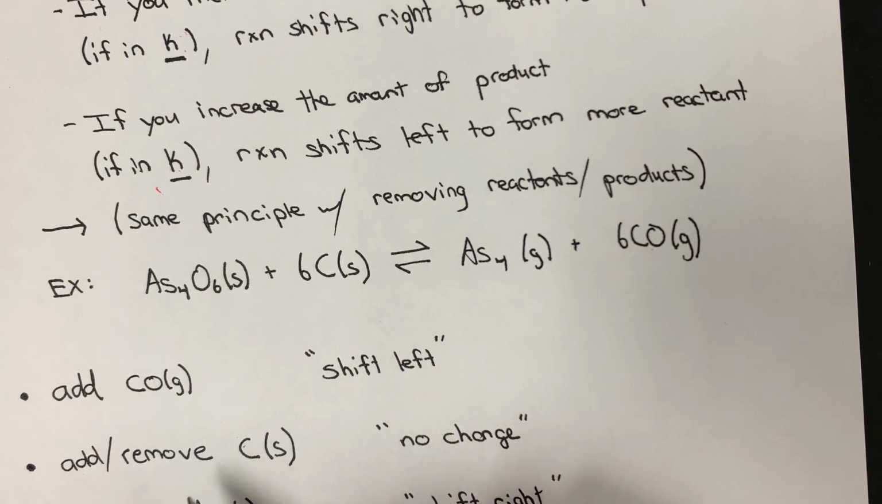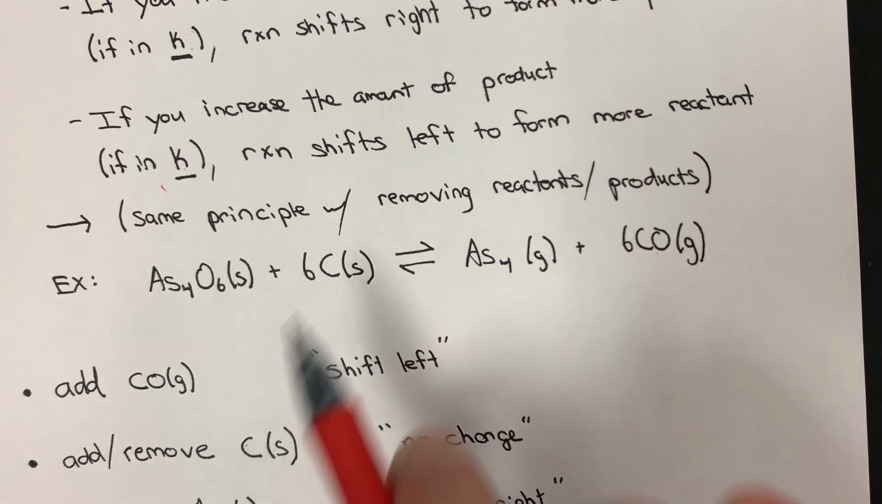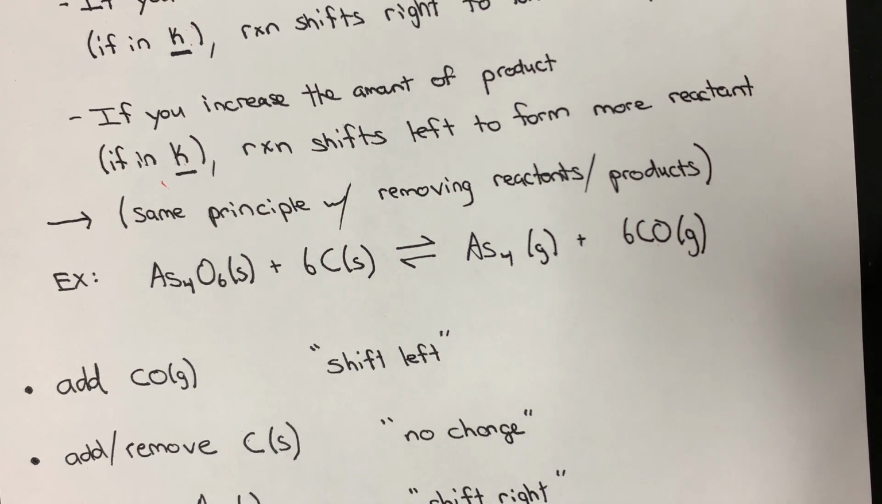Let's say we add or even remove solid carbon. Well, solid carbon isn't going to exist in our equilibrium expression, right? So as a result, it really has no bearing on that numerical value. So whether we add it or remove it, it doesn't matter, okay? We're going to find no change. If it's not part of our K value, it doesn't have any bearing.